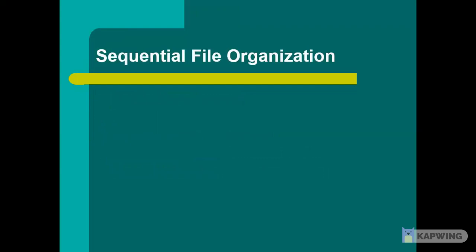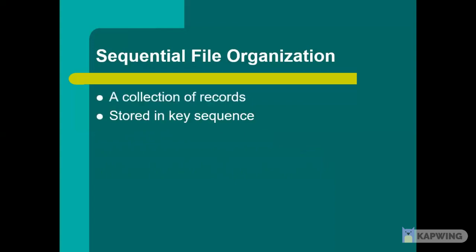Then the second type of file organization is sequential file organization. Here we are following some chronological order in which the file will be stored. It is again a collection of records stored in a key sequence. It is not stored randomly or serially, but based on the key sequence. Suppose you go for chronological order, starting with A till Z, the records will be stored.